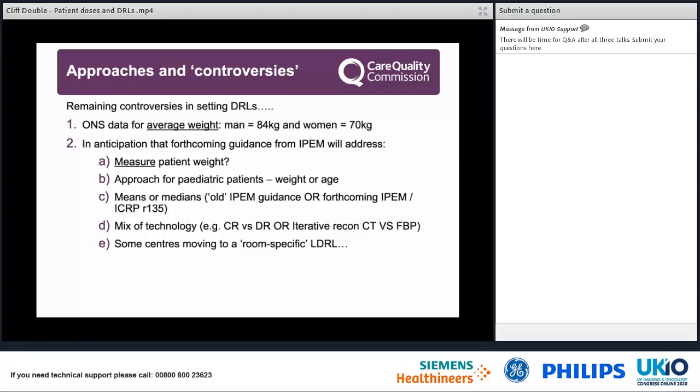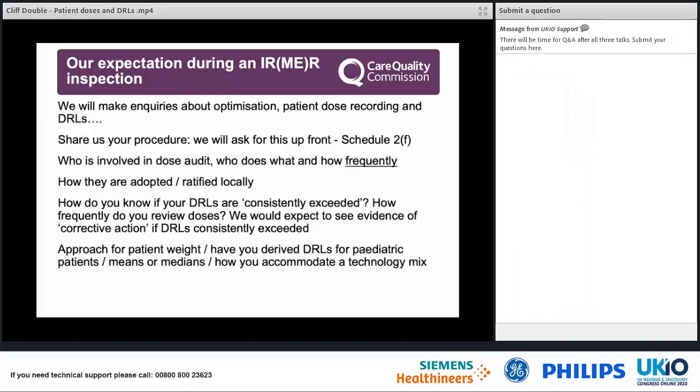Our expectation during an IRMER inspection. Well, we will make inquiries about optimization, patient dose recording and DRLs, as you might expect. We'll ask you to share your DRL procedure, and we'll usually ask for this up front, as we will do pretty much all the employer's procedures which are listed in Schedule 2. We'll ask who's involved in the dose audit, who does what and how frequently. We'll ask how they're adopted or ratified locally.